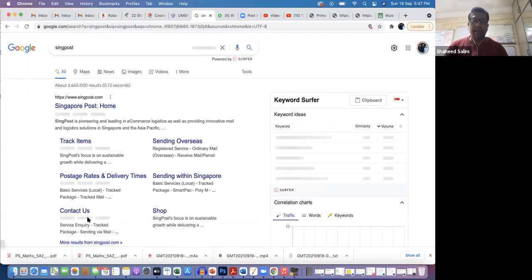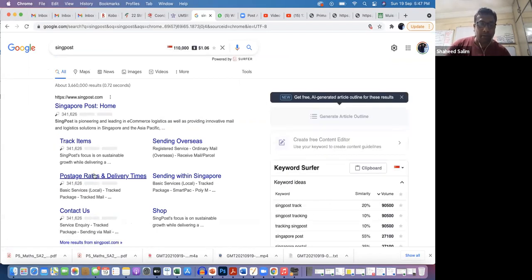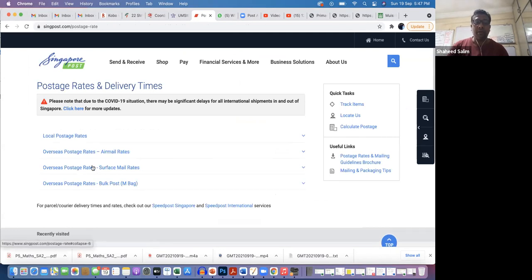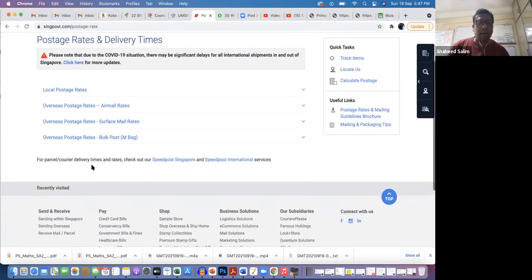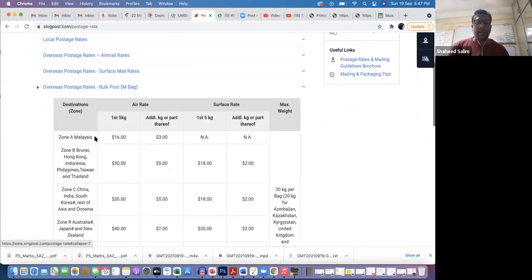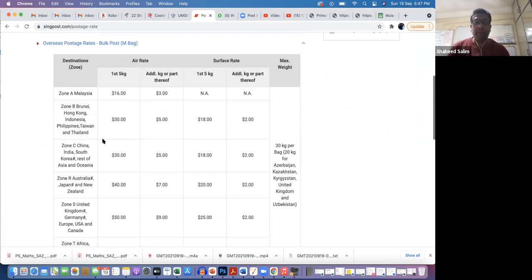Now let's see the postage rates. Can you see the postage rate? Down here, your first 5 kg, let's say you want to send to Indonesia, Hong Kong, Brunei. The first 5 kg means 500 grams, 1 kg, 1.5 kg, up to 5 kg. You pay $18. Every additional kg, $2 more. Can you see that?